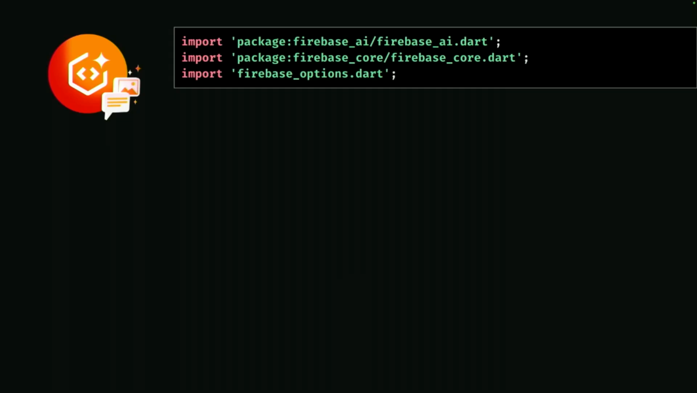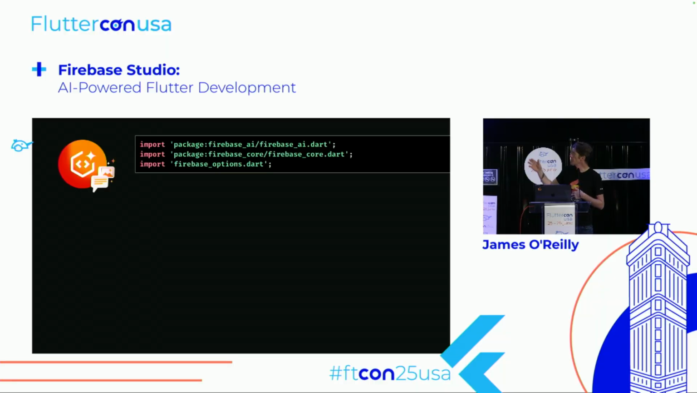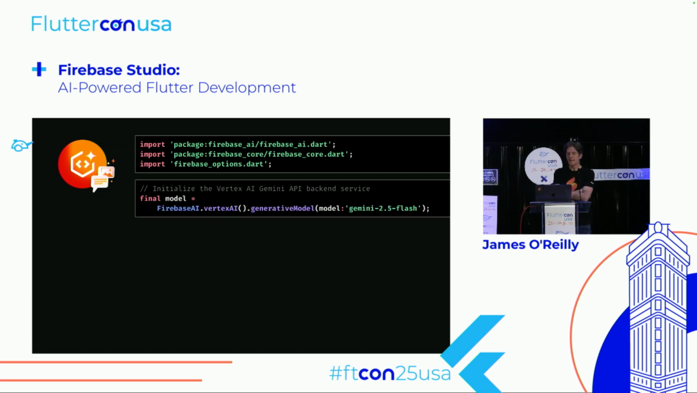Let's take a look at an example. First, we import the Firebase AI and Firebase Core packages. Also, we import that configuration file we generated earlier. Next, we initialize the Vertex AI Gemini API backend service with an AI model. In my case, for this example, I'm using Gemini 2.5 Flash, but you can choose a different model that you wanted to use.